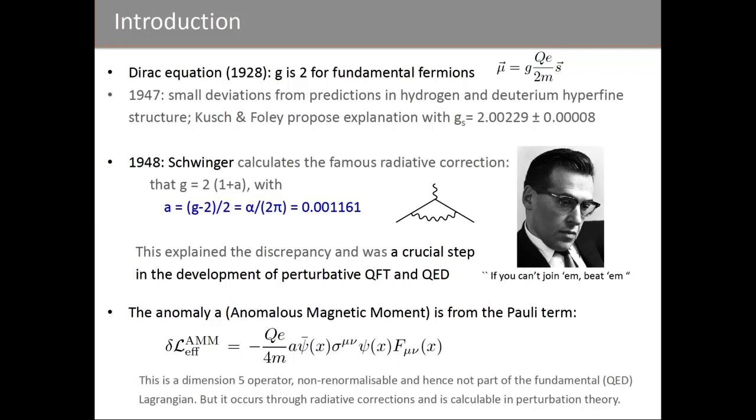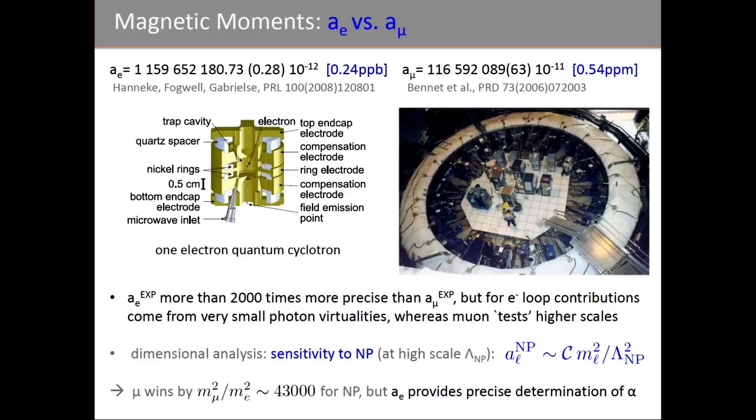So it's not a parameter which you have to measure by measuring the anomaly and saying that's it, like masses and charges. But it's something that, as it's not part of the fundamental QED Lagrangian, it can still occur via radiative corrections and is therefore calculable in perturbation theory. But we'll see that perturbation theory is actually not enough to do that, and there are non-perturbative contributions.